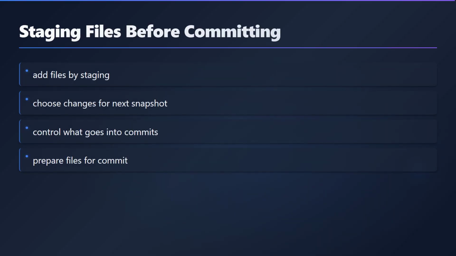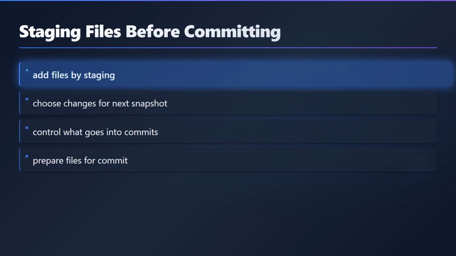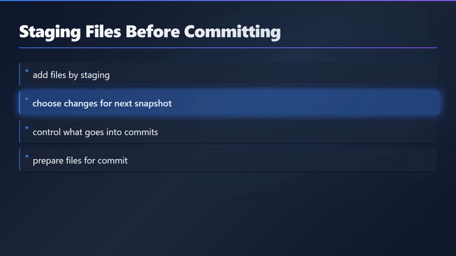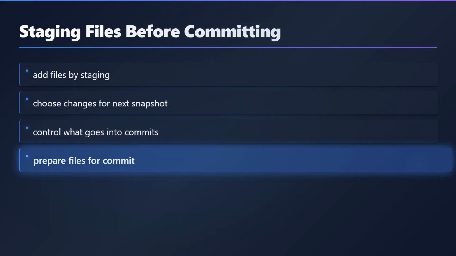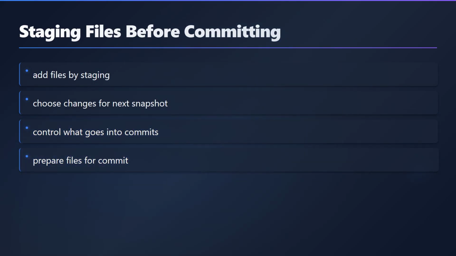Once the repository exists, you add files to it by staging them. Staging means telling Git which changes you want to include in your next snapshot. This step gives you control over what goes into each commit.